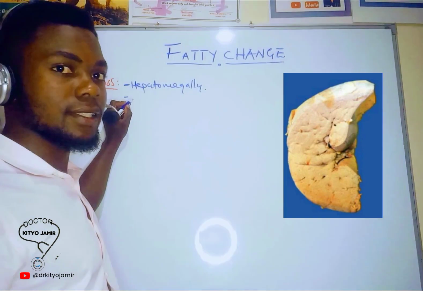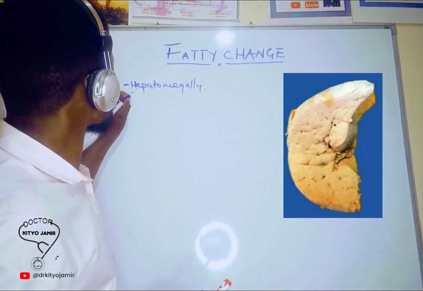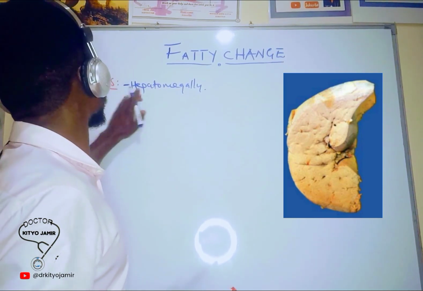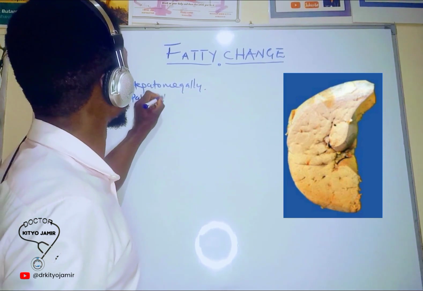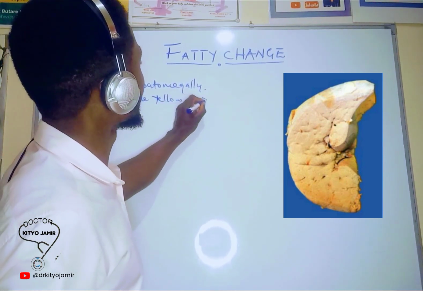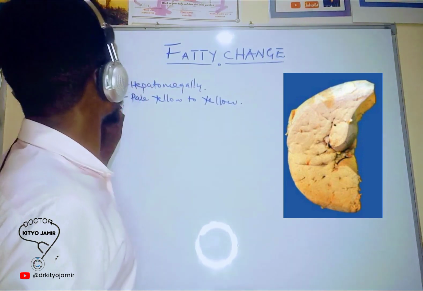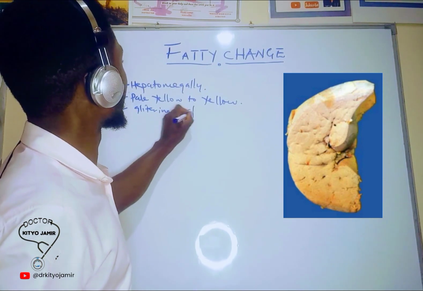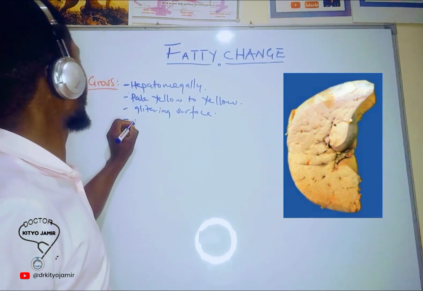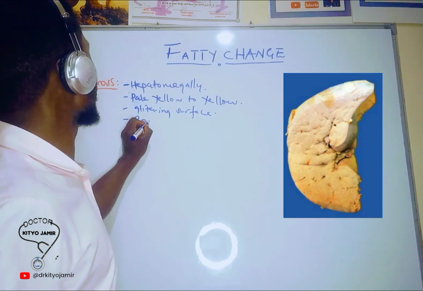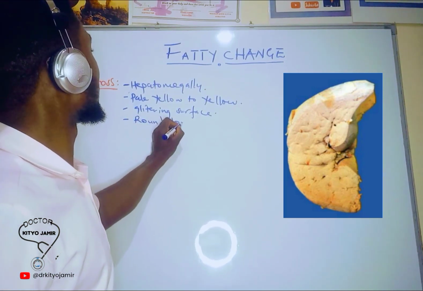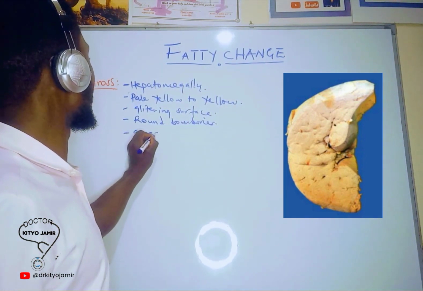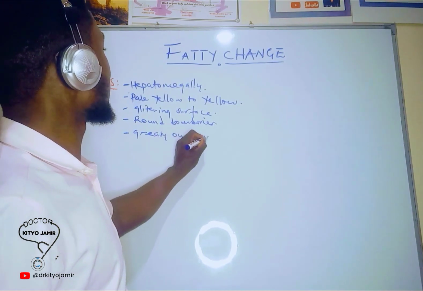So after the liver enlarging, we are going to see the color is going to turn into pale yellow to yellow. It's going to be having a glittering surface. It's going to be having round corners, round boundaries. It's going to be greasy on touch.